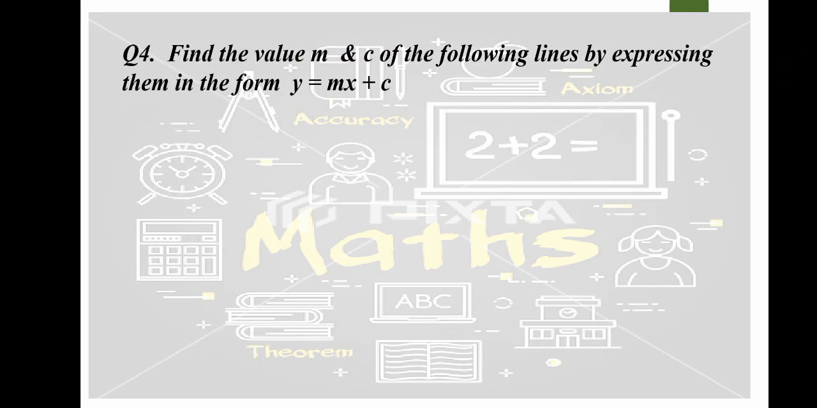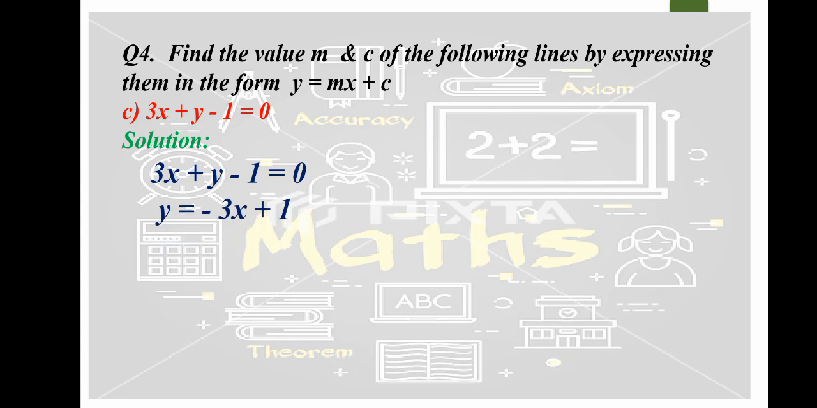Question number 4, C part. C part is 3x plus y minus 1 equals to 0. For the solution, move 3x towards the other side and minus 1 towards the other side. So the equation will become y is equal to minus 3x plus 1. Here the coefficient of x is m and the constant number is c. So according to that, m is equal to minus 3 and c is equal to 1.